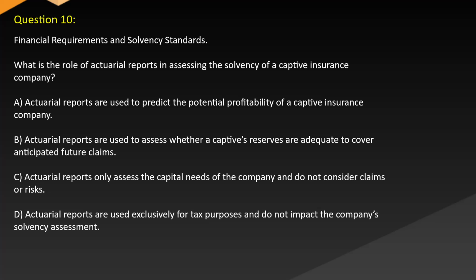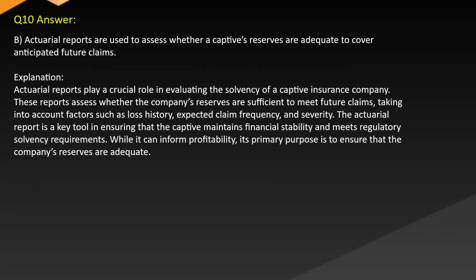C. Actuarial reports only assess the capital needs of the company and do not consider claims or risks. D. Actuarial reports are used exclusively for tax purposes and do not impact the company's solvency assessment. Answer: B. Actuarial reports are used to assess whether a captive's reserves are adequate to cover anticipated future claims.